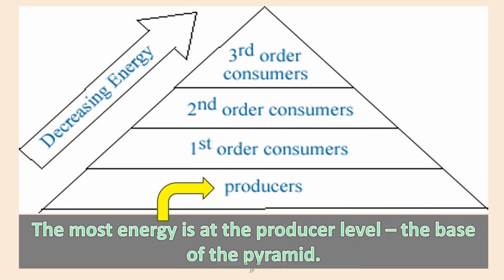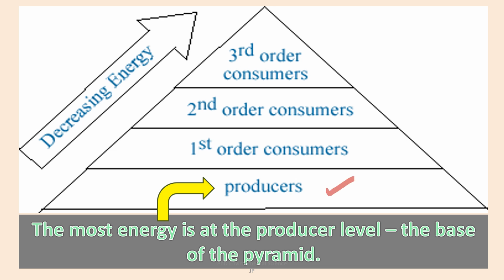So this image represents an energy pyramid that illustrates the flow of energy through different trophic levels in an ecosystem. So first is the base level, that is producers. The base of the pyramid consists of producers, typically plants and algae, that convert solar energy into chemical energy through photosynthesis. This level has the most energy available because producers capture energy directly from the sun.